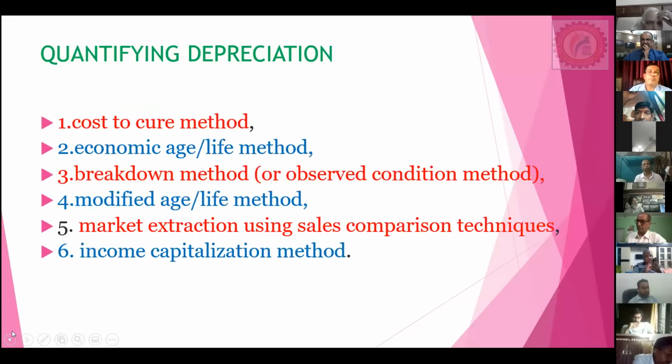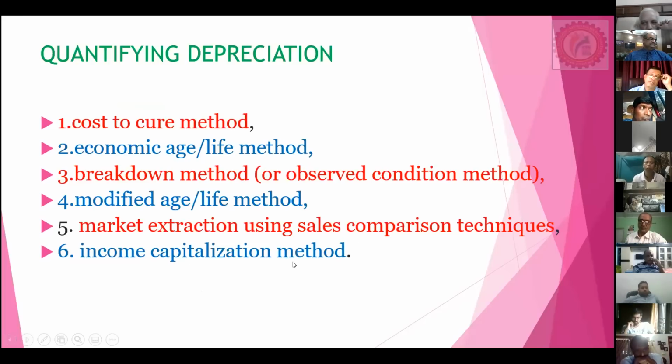Now, to quantify the depreciation, there are 6 methods to decide the depreciation. These are the methods usually followed by the valuer. One is the cost to cure method. Don't worry, I will give examples one by one with practical problems. You can understand all these 6. I may not be able to go with the income capitalization method, because it is a separate chapter.